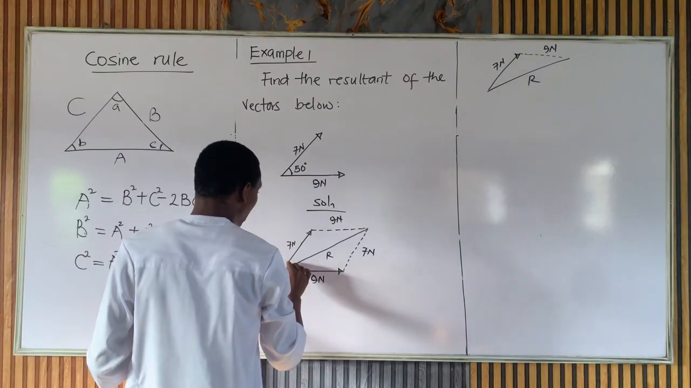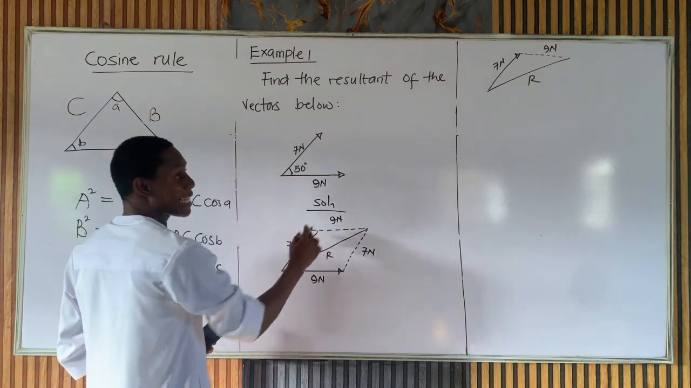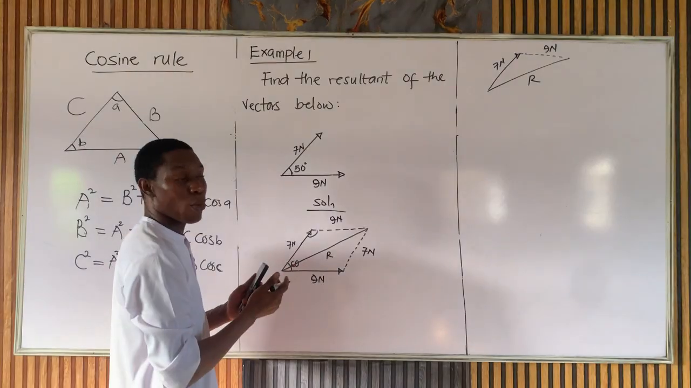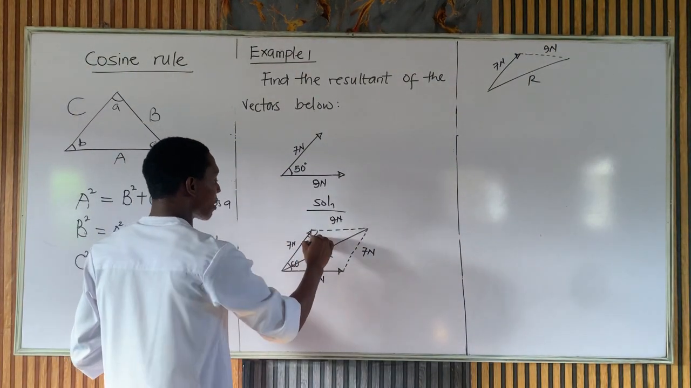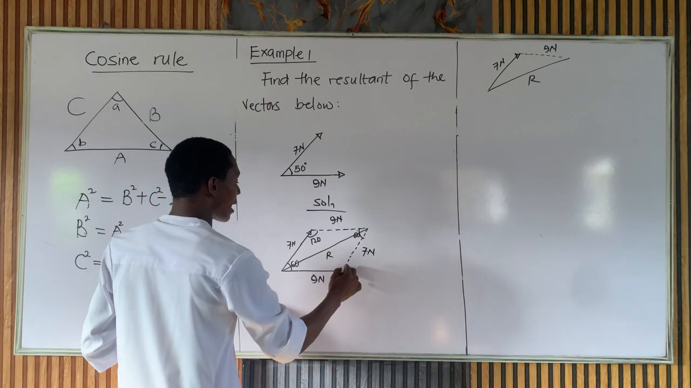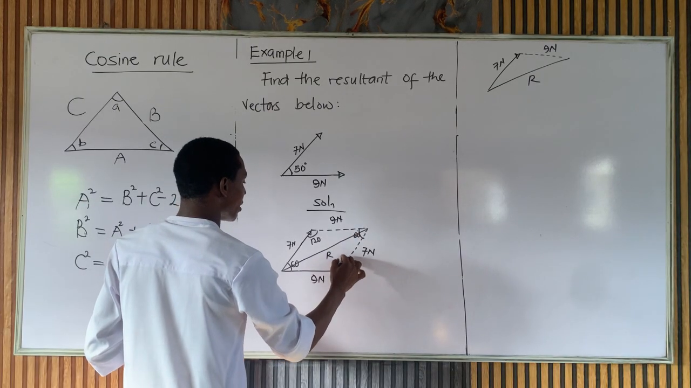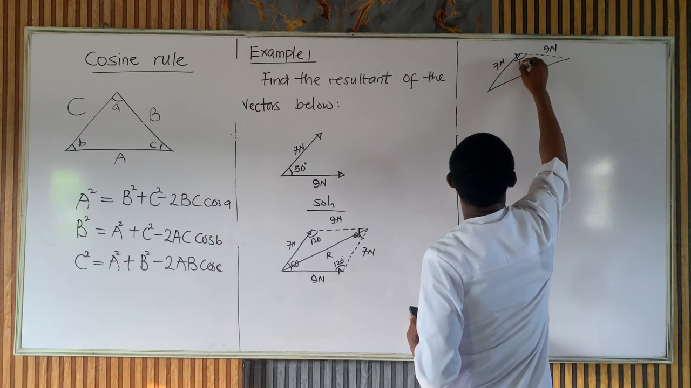Now, mind you, the angle here was 60 degrees. So what will be the angle here? Adjacent angles are supplementary, which means they add up to make 180. So to get the angle here, you have to say 180 minus 60, that will give us 120. The angle here will also be 60, and the angle here is 120 as well. So I'm going to have this being 120.